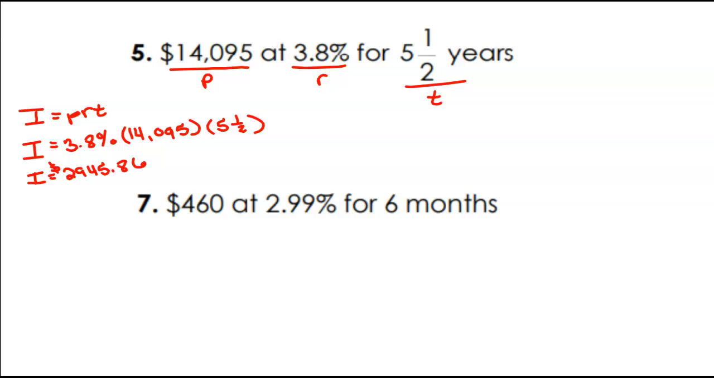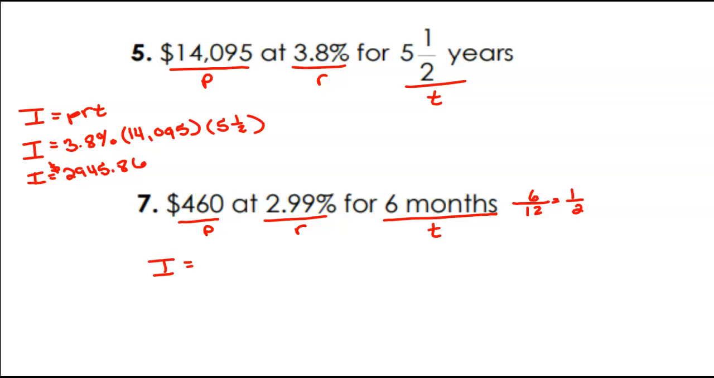For number 7, we're going to do the same thing, $460 at 2.99% for 6 months. So if you remember, your time has to be in terms of years. So there are 12 months in a year. This is for 6 months. So this is going to be simplified to a half. So that is going to be your time in years, a half.